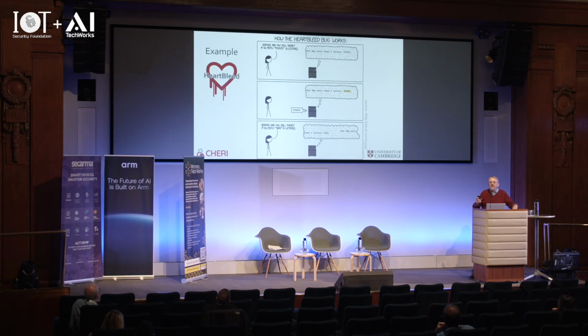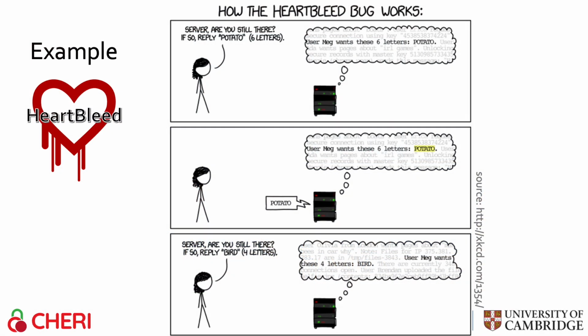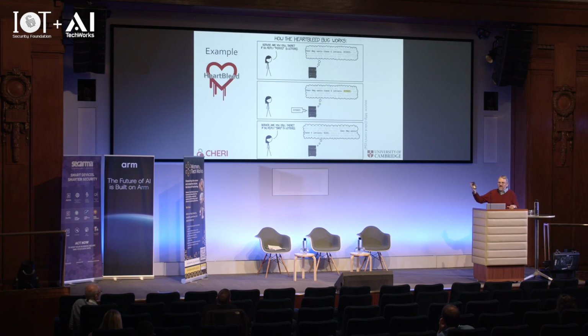Anyway, here's a very simple example from the Heartbleed bug that impacted the TLS security protocol used to secure transactions on the web. One of the components of that is to keep the connection alive. We have this heartbeat message that goes backwards and forwards between the web browser and the server. So let's explain this with an XKCD comic.